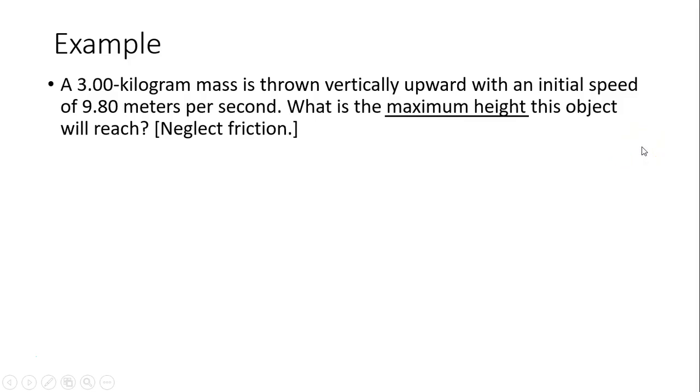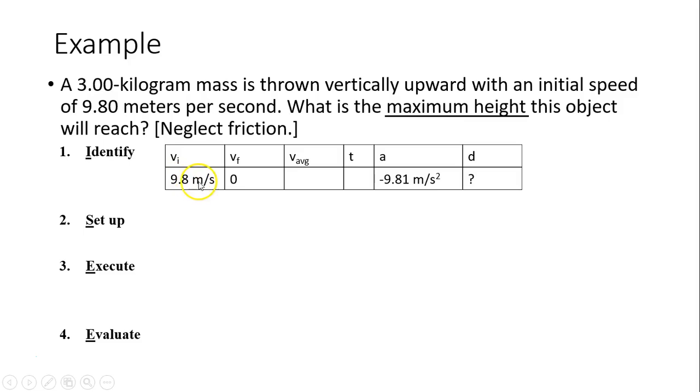Another example, a 3 kilogram mass is thrown vertically upward with the initial speed of 9.8 meters per second. What is the maximum height this object will reach? Here is a hint. Maximum height, its velocity is 0, so that's VF. VI is 9.8, VF is 0. This didn't say another planet, so it's Earth. What is the height? D.